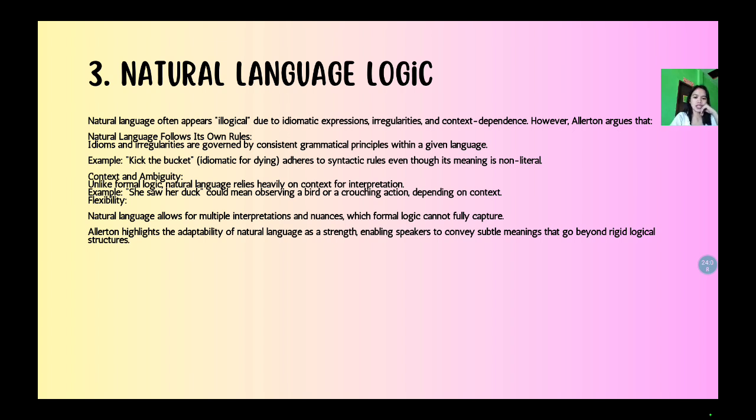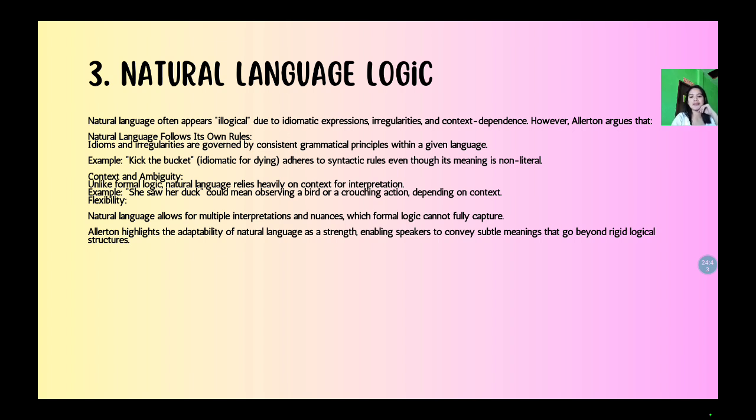Adhere to syntactic rules even though its meaning is non-literal. Context and ambiguity: unlike formal logic, natural language relies heavily on context for interpretation. For example, "she saw her duck" could mean observing a bird or a crouching action, depending on the context. Flexibility: natural language allows for multiple interpretations and nuances that formal logic cannot fully capture.